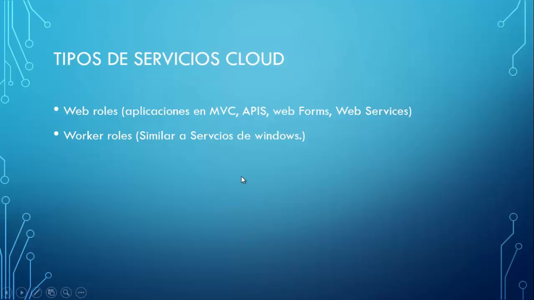Kinds of service. We have two types of cloud services. We have web roles, that is applications in MVC, APIs, web forms, web services, etc. And we have the worker roles. It's very similar to Windows services. It's an application that has iterations over a period of time.